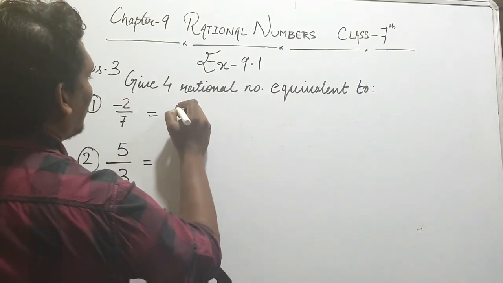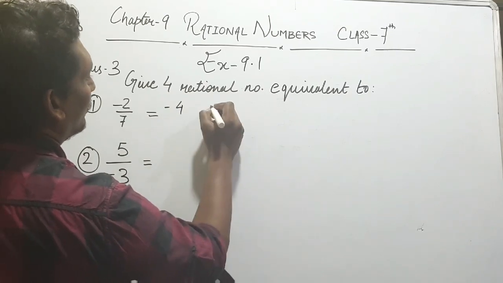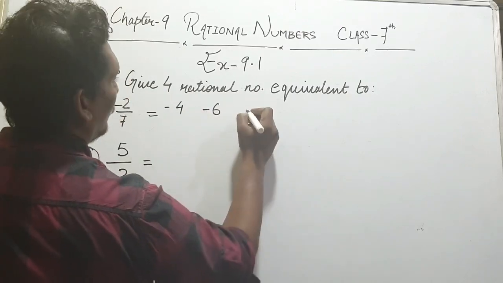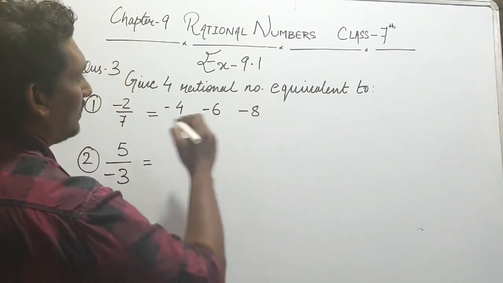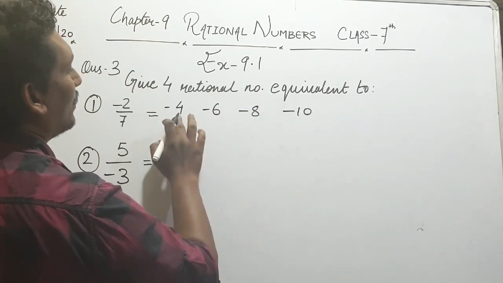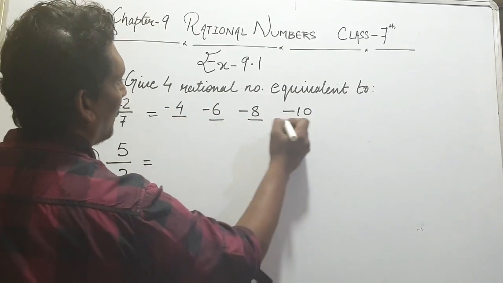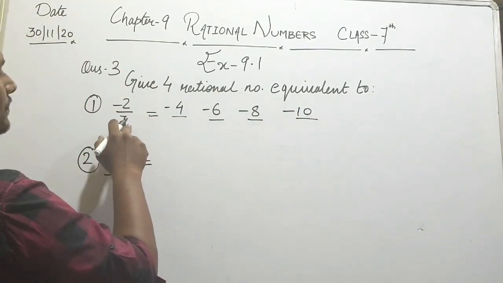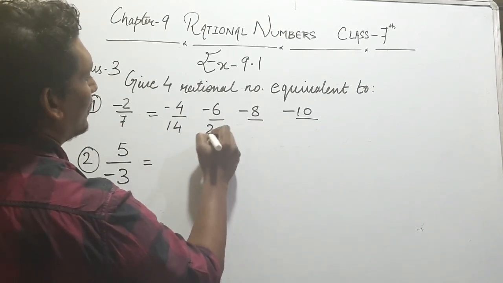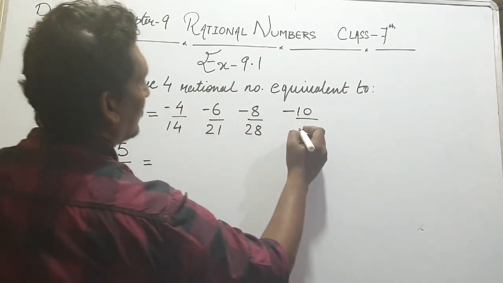So 2 2s are 4, 2 3s are 6, 2 4s are 8, 2 5s are 10. So 2, 4, 6, 8, 10. We got 4 numbers, 4 rational numbers here. Then 7 1s are 7, 7 2s are 14, 7 3s are 21, 7 4s are 28, 7 5s are 35.